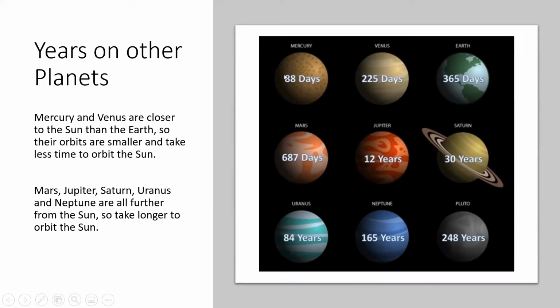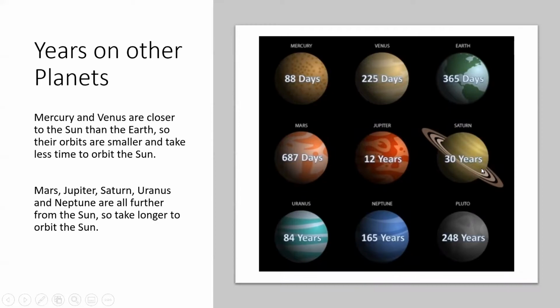So Mercury, very speedy planet, only takes 88 days to go around the Sun. Venus, 225 days, so shorter. There's Earth, 365, and then it goes up quite dramatically. Mars 687 days, Jupiter 12 years. So you can see how far these planets are from the Sun. 12 years, 12 times longer.